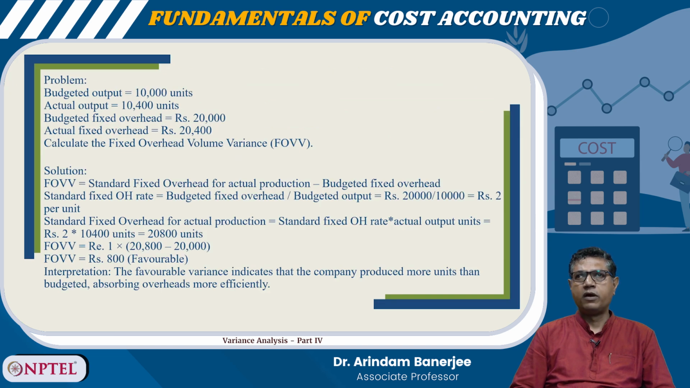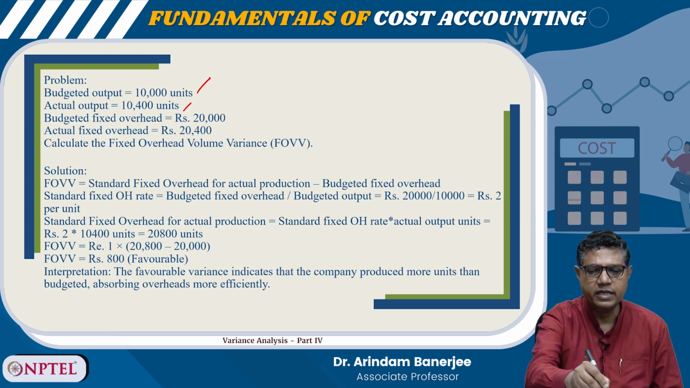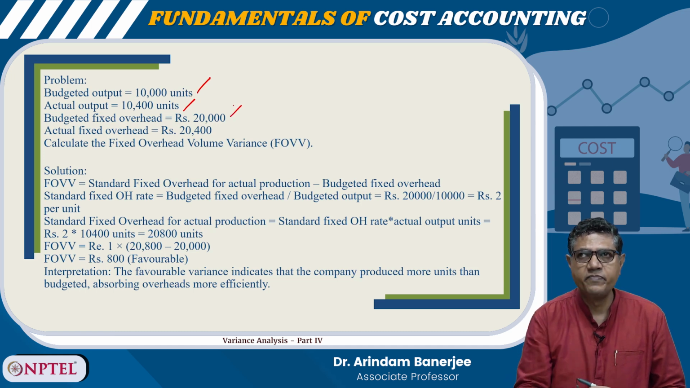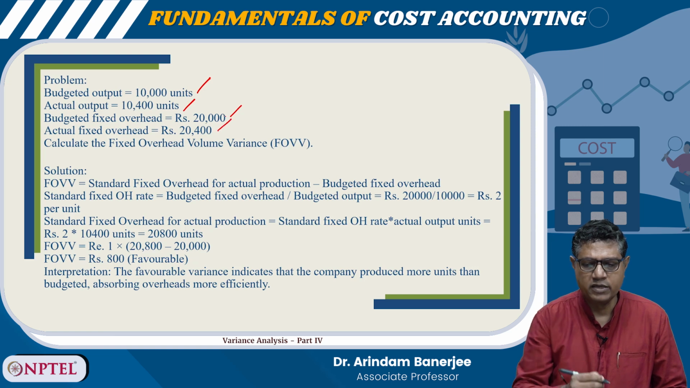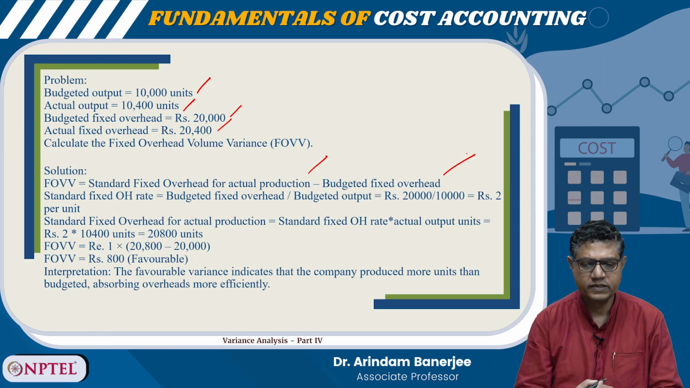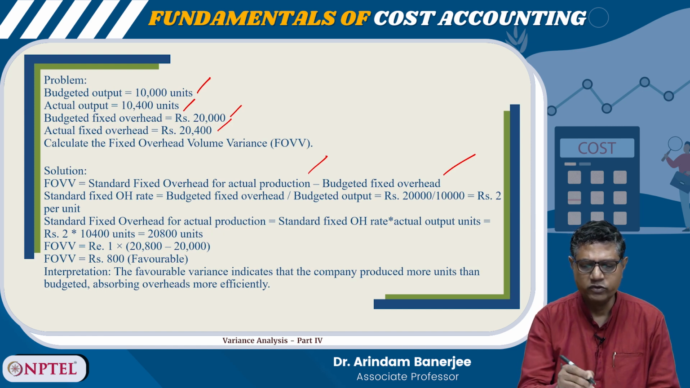So, here is one problem. Budgeted output is 10,000 units, actual output 10,400 units, budgeted fixed overhead rupees 20,000, actual fixed overhead rupees 20,400. Calculate the fixed overhead volume variance, right? So, FOVV is equal to standard fixed overhead for actual production minus budgeted fixed overhead. Standard fixed overhead rate is equal to budgeted fixed overhead divided by budgeted output.